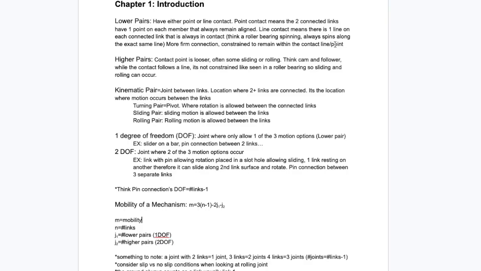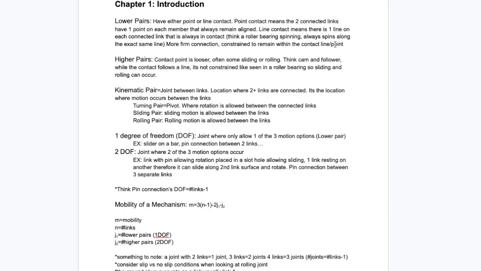When you look at 2 links connected at 1 point, you only have 1 motion between those 2 links. They can revolve around each other. When you keep one fixed, the other one rotates around it at that point, and if you keep the other one fixed, it rotates around the same point. There's only rotation motion permitted when you have a point contact, right?